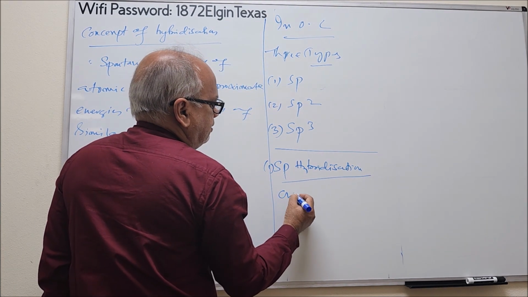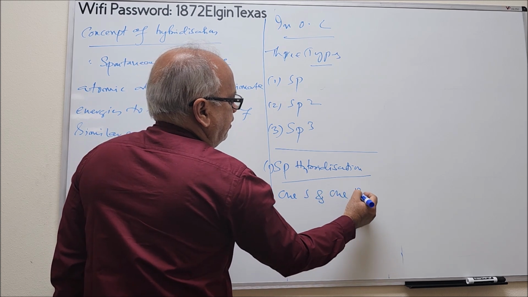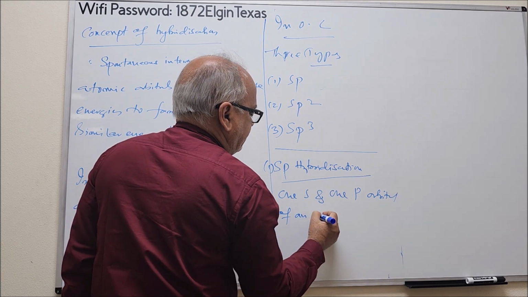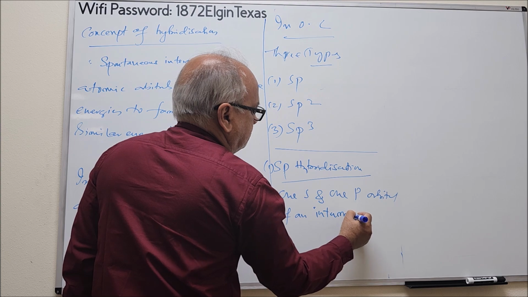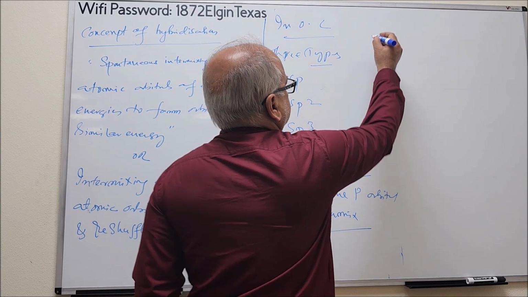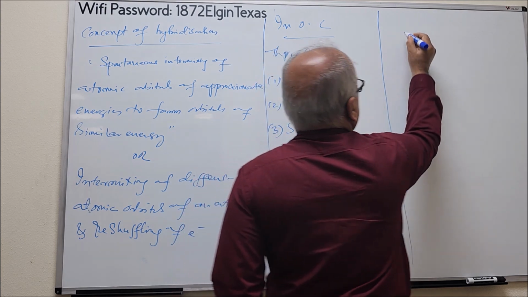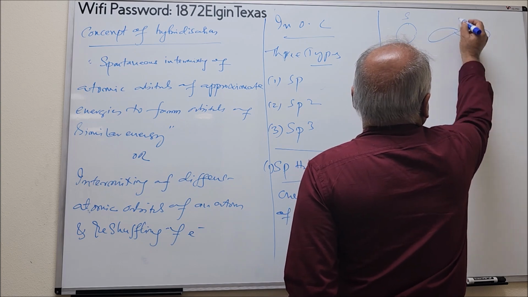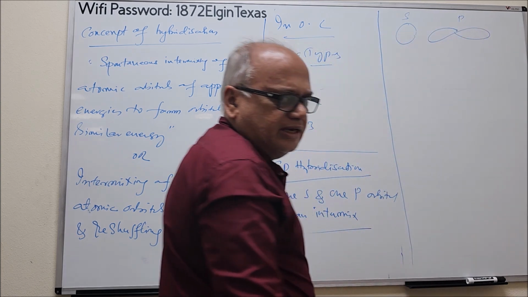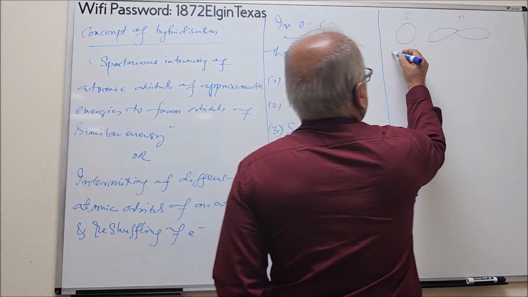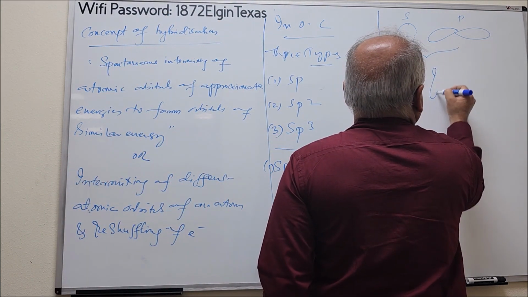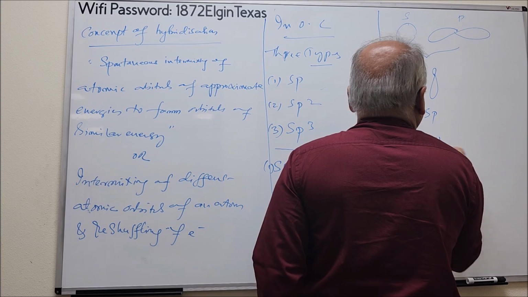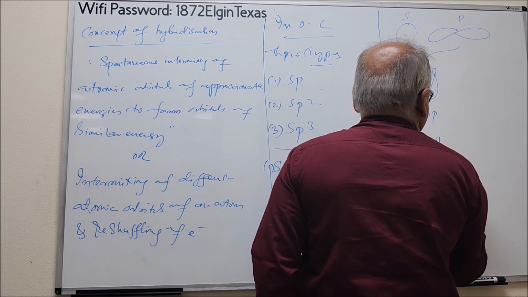So here one s and one p orbital of an atom intermix. This is an s orbital, spherically symmetrical, and this is a p orbital, which is dumbbell in shape. When these two undergo hybridization, you get sp hybridization, in which s character is 50% and p character is 50%.